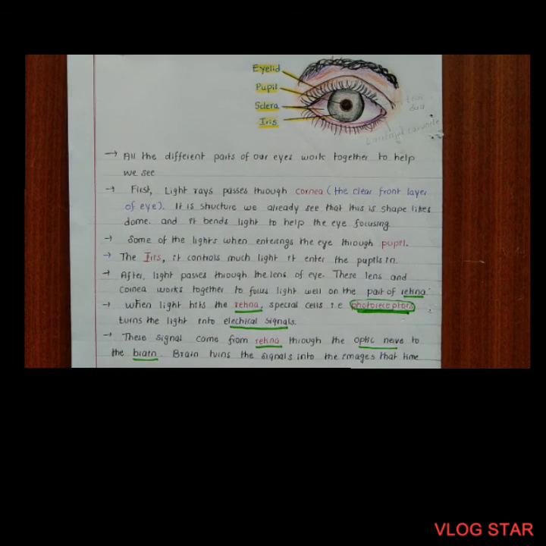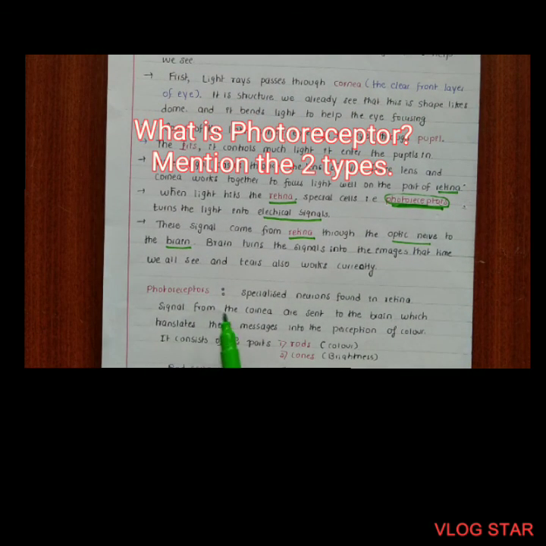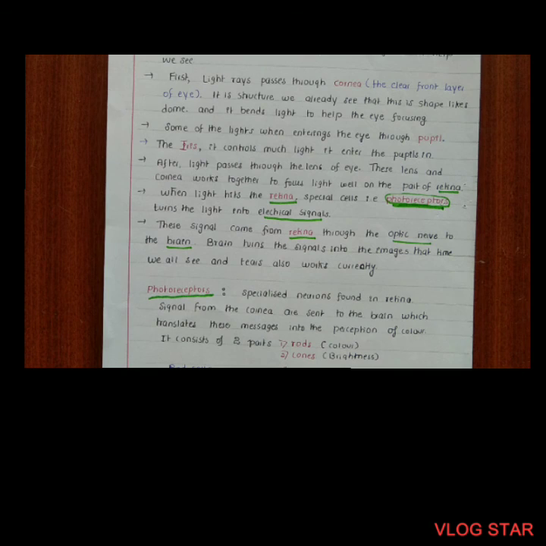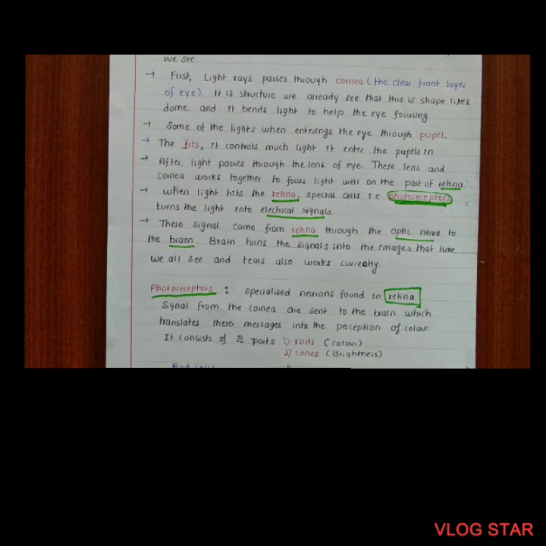What is a photoreceptor? What are the types of photoreceptors? Next we see photoreceptors. This is a specialized neuron found in the retina. Its location is exactly in the retina center. Signals are sent to the brain, which translates these messages into the perception of color.